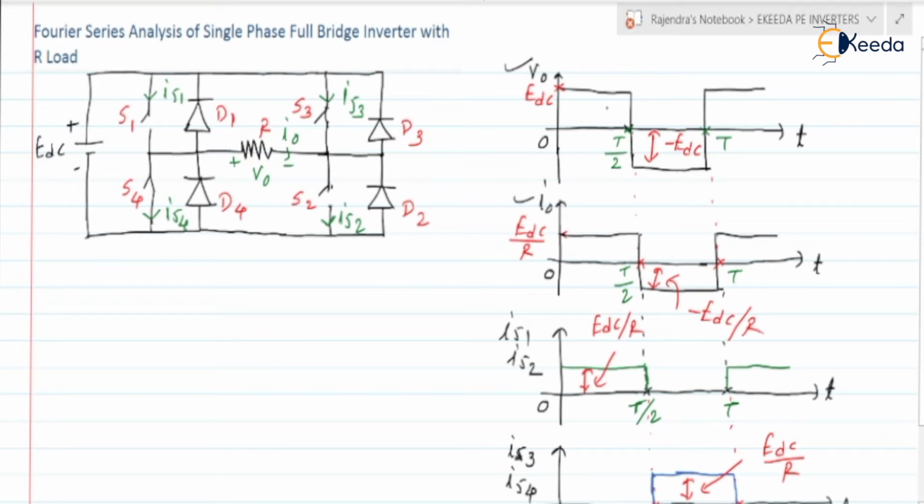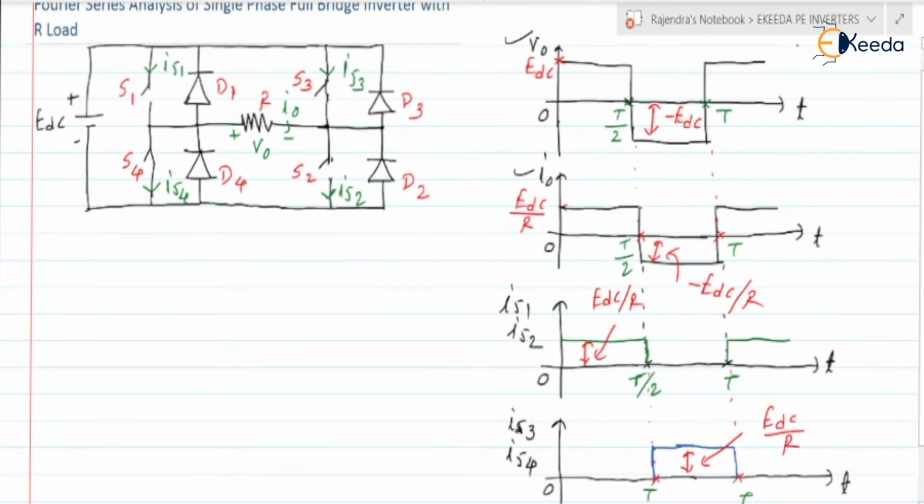Once we know which harmonics are present in the output voltage and output current, after that we can reduce those harmonics by different techniques, and those techniques we are going to discuss later on. So first V0. We have V0 with respect to time, and I0 also with respect to time.